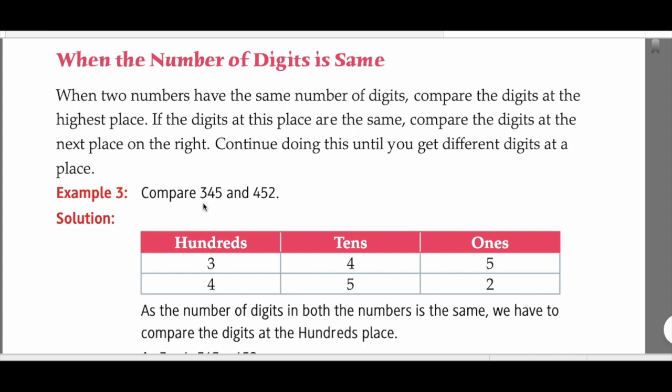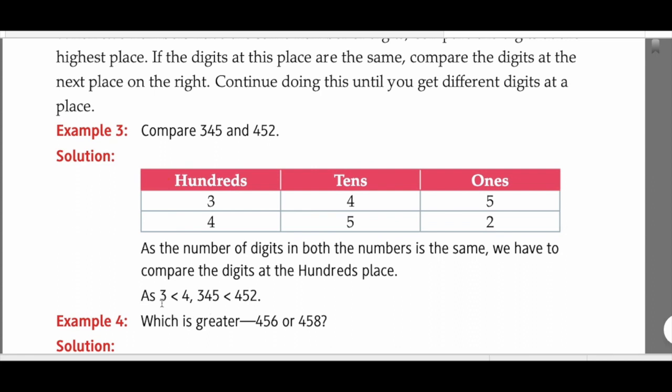Example 3. Compare 345 and 452. Here we have two 3-digit numbers, so we have to see the numbers in the hundreds place. In 345 we have 3 in the hundreds place. In 452 we have 4 in the hundreds place. When you compare the numbers in the hundreds place, you can find 4 is the greatest. As the number of digits in both numbers is the same, we compare the digit at the hundreds place, as 3 is lesser than 4. So 345 is lesser than 452.